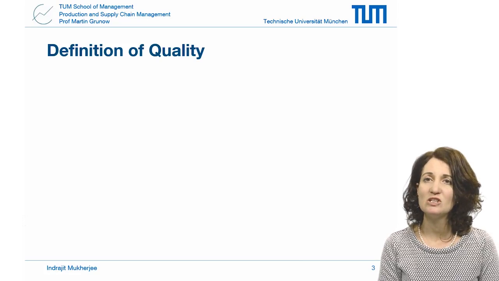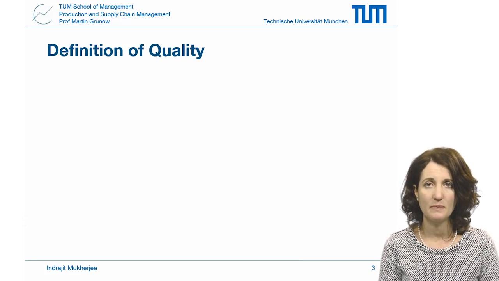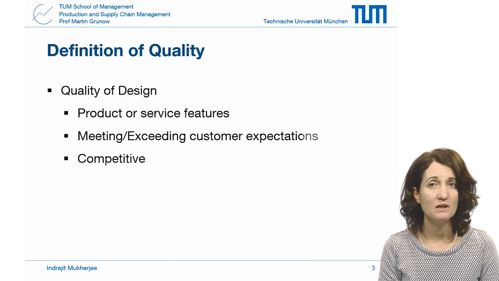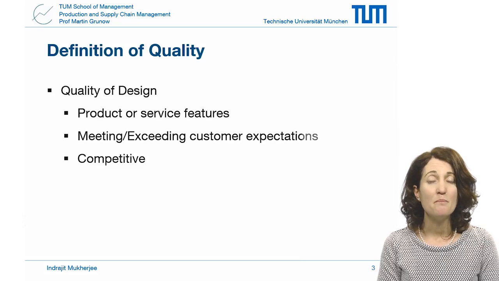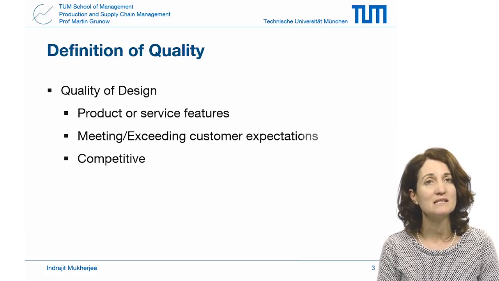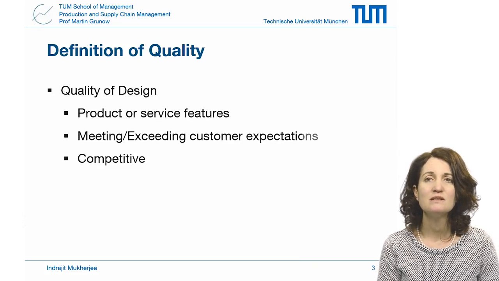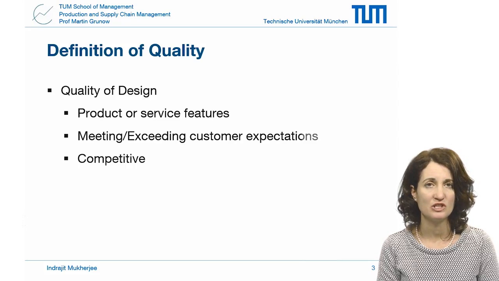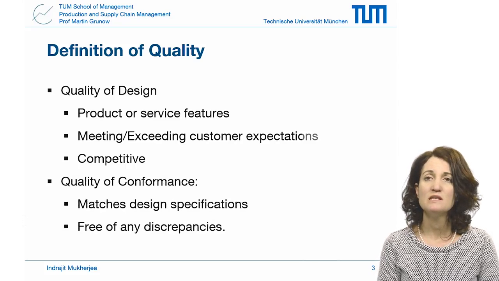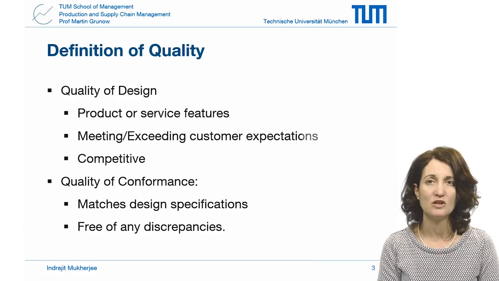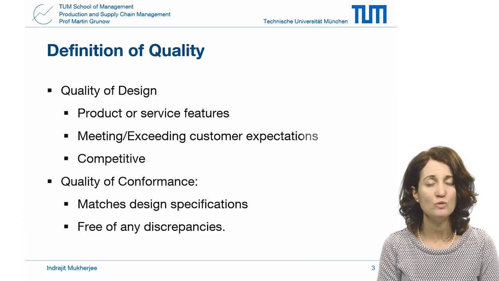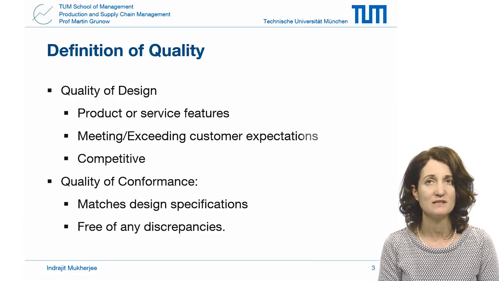As we discussed in the earlier lecture, when we consider quality, we think of two aspects. The first is the quality of design. This is embedded in the design specifications of the product or service. Does the design satisfy the customer needs? And how does the design compare with competition? The second is conformance quality. And this depends on the production and delivery processes or the operations. Does the process output match the design specifications? And do we have generation of defects and discrepancies?